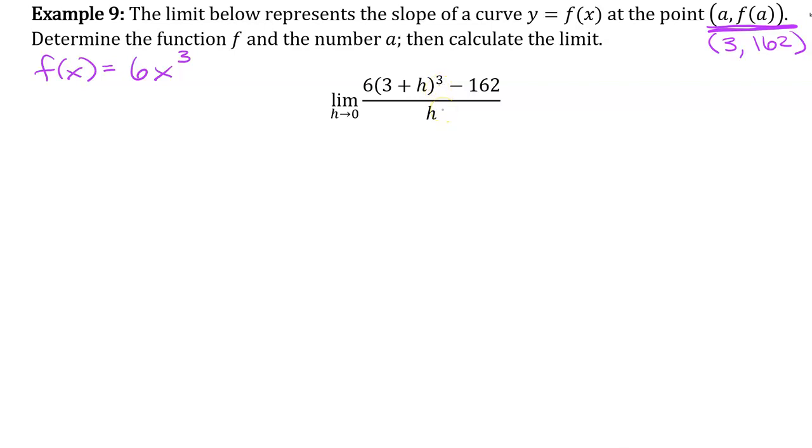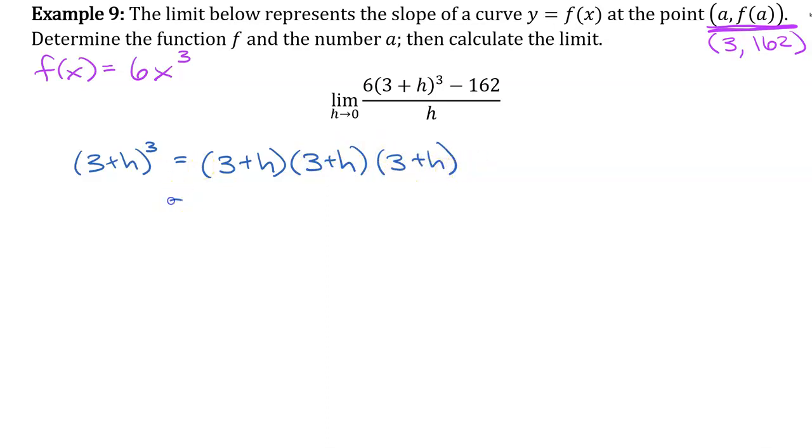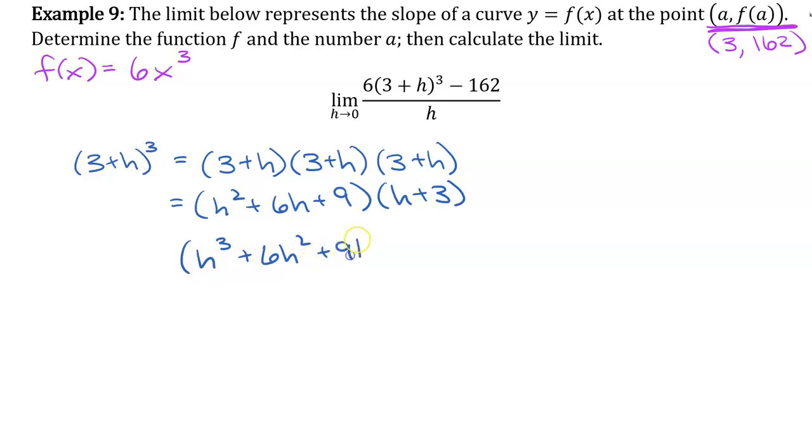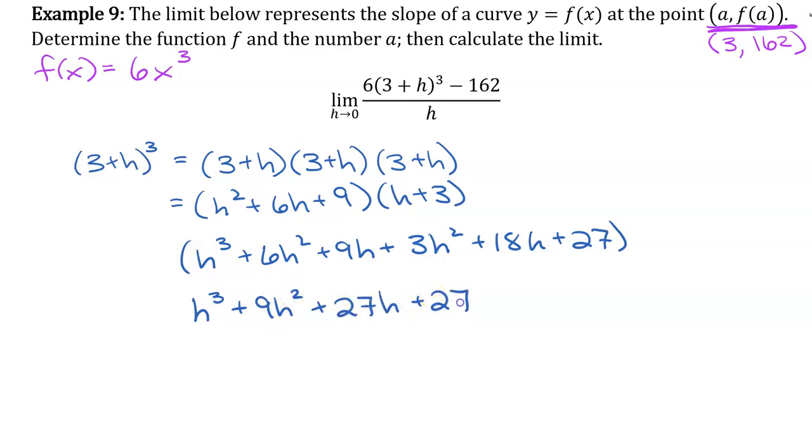So the cube. How to deal with the cube? Well, 3 plus h cubed is the same thing as 3 plus h times 3 plus h times 3 plus h. So, FOIL would get you the first ones. So that's h squared plus 6h plus 9 times h plus 3. And multiply again. So we have h cubed plus 6h squared plus 9h plus 3h squared plus 18h plus 27. Combine like terms. h cubed plus 9h squared plus 27h plus 27. And all of that was just the cube part.